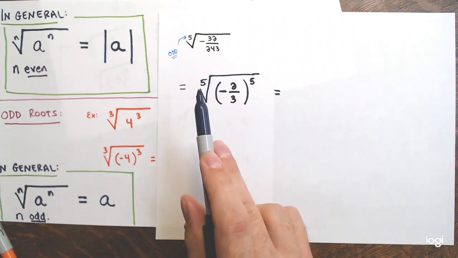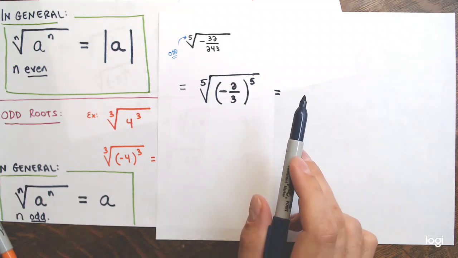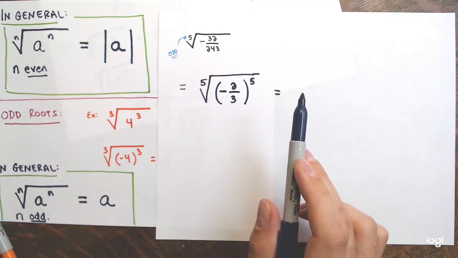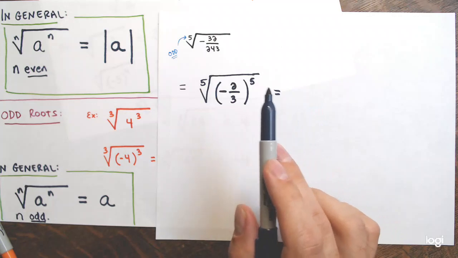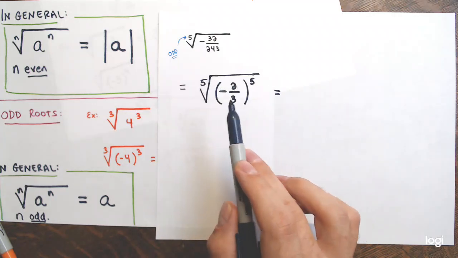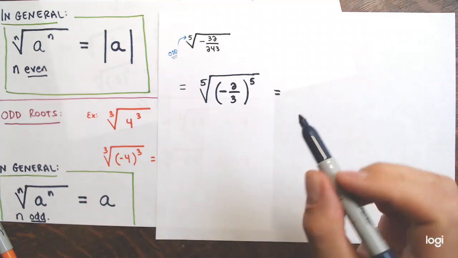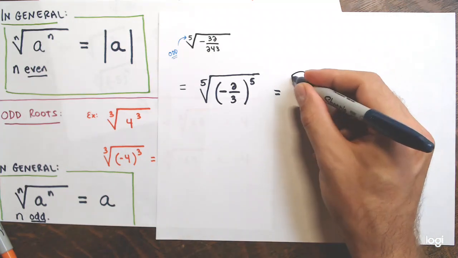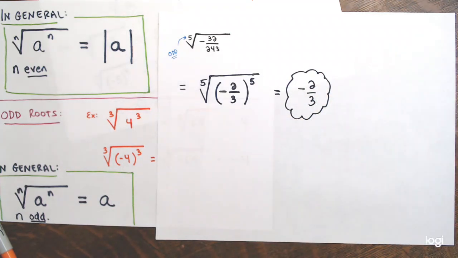And when it's an odd root, you don't have to worry about, is my result positive or negative or non-negative? The result can be anything when you're taking an odd root. It can be positive, it can be negative, it can be 0. So 5th root of this number to the 5th power, the root and the power kind of just undo one another, and this is simply -2/3. And that's it. No absolute value. It is negative, and that is fine because we have an odd root.